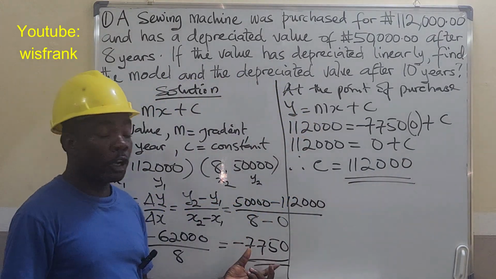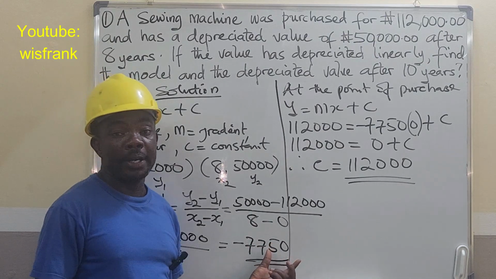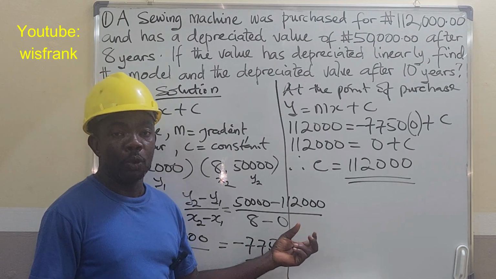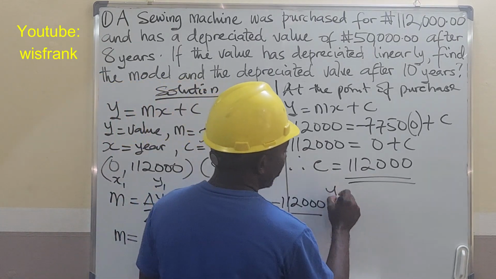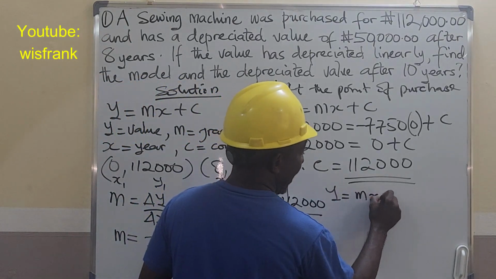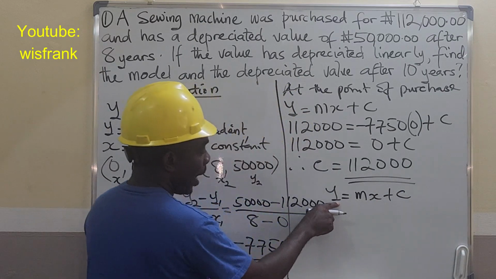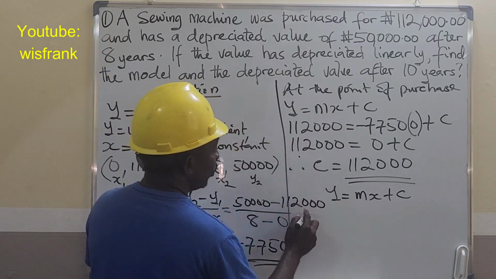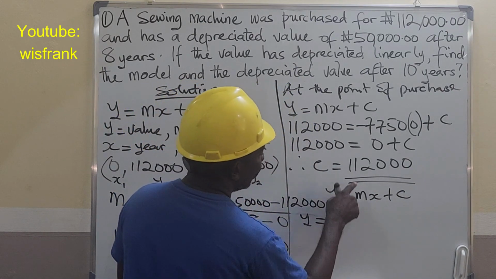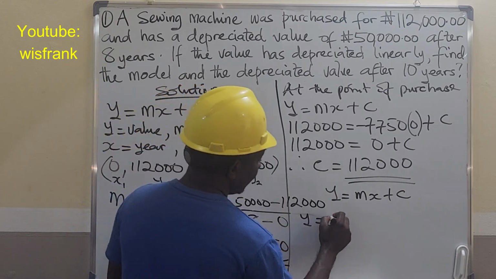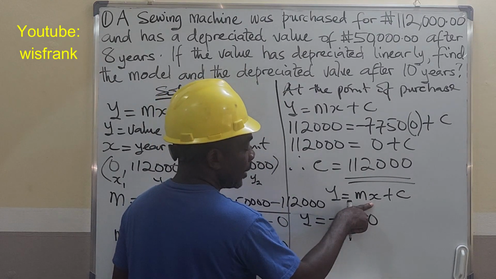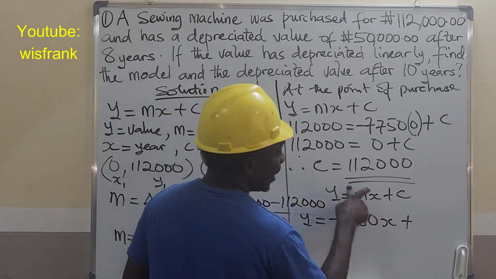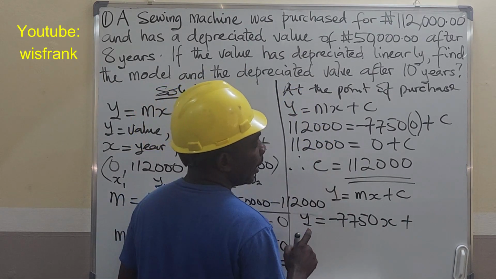So here we've gotten the value of m, which is the gradient, and also the value of c, which is the constant. We are going to substitute back into our equation, y equals mx plus c. So our y equals m, which is minus 7,750, times how many years, which is the x, plus the c, which is 112,000.